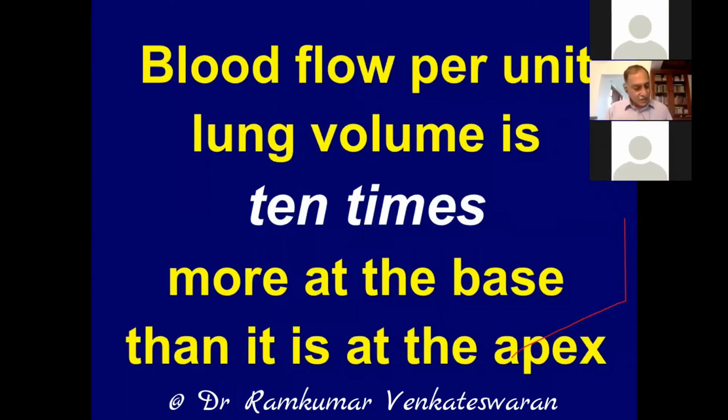So the first fact we need to remember is that blood flow per unit lung volume is 10 times more at the base of the lung than it is at the apex of the lung. Not just because of the gravitational effect. As we go along, we'll realize that there are some more factors that play when we are talking about the pulmonary circulation, and I shall try and elucidate that as we go along. So first thing you remember is that at the bottom of the lung, the blood flow per percent of lung tissue is 10 times as much as compared to the top of the lung in the erect position.